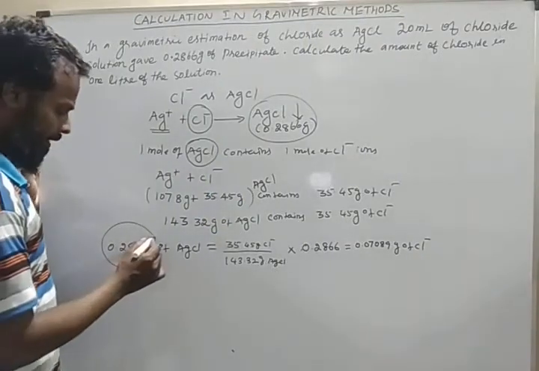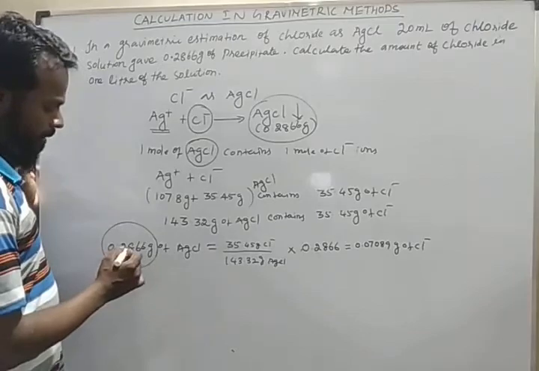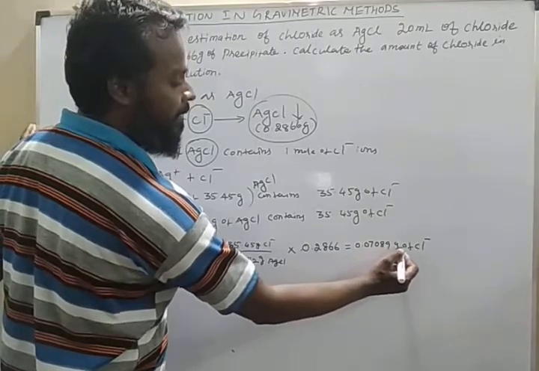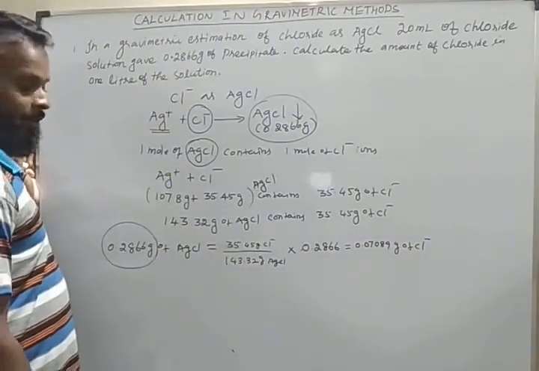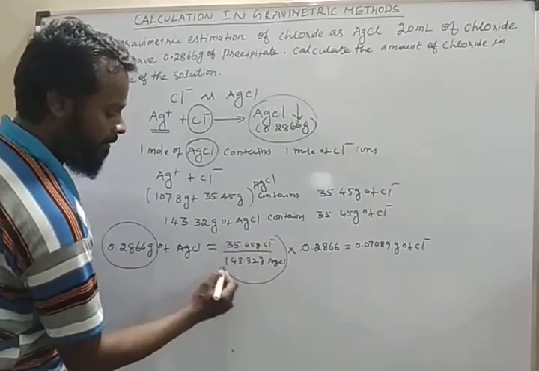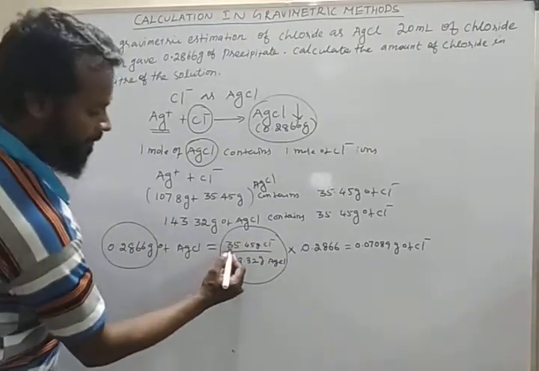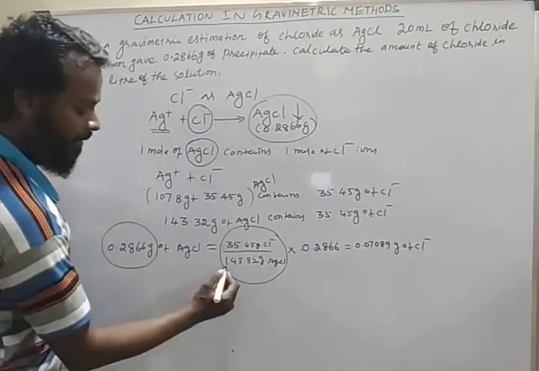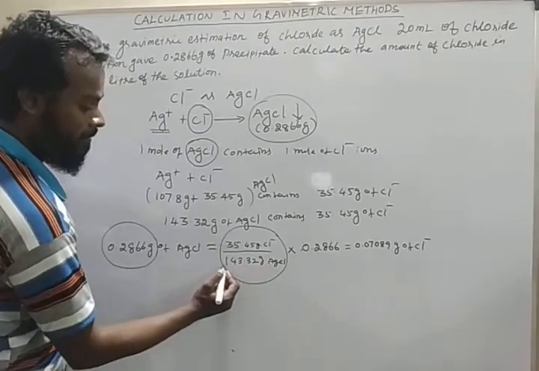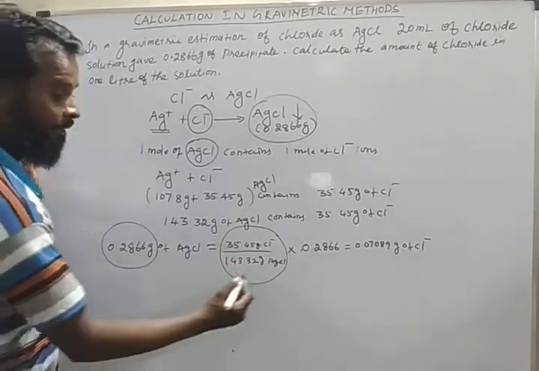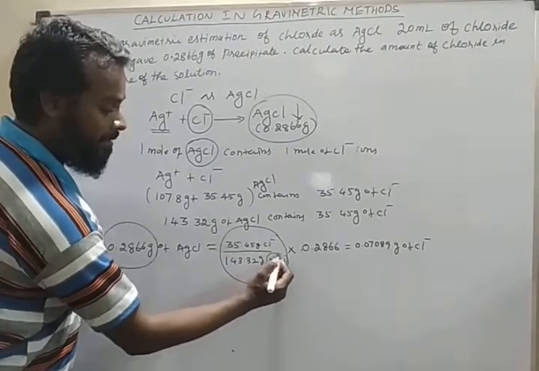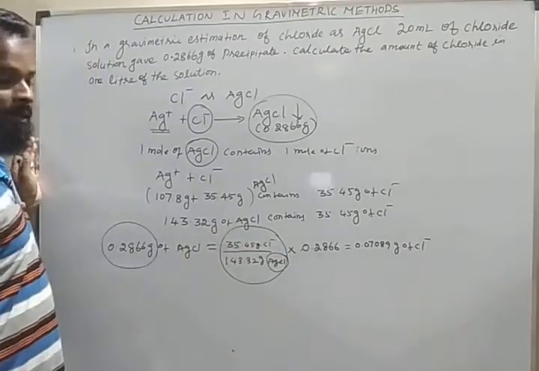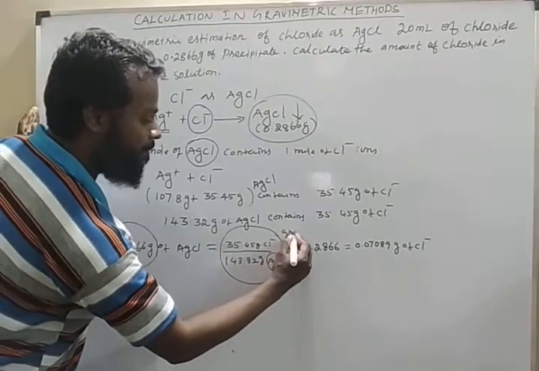In this problem, we found that 0.2866 gram of AgCl contains 0.07089 gram of Cl minus. Here we have used a factor. This is the formula weight of the substance to be estimated, and this is the formula weight of the substance to be weighed. In this estimation we are weighing the AgCl precipitate. From this precipitate we are estimating the amount of Cl minus ion. This factor is called the gravimetric factor.